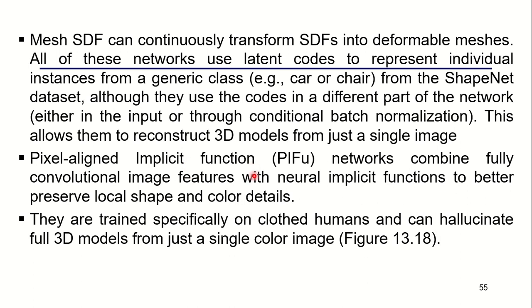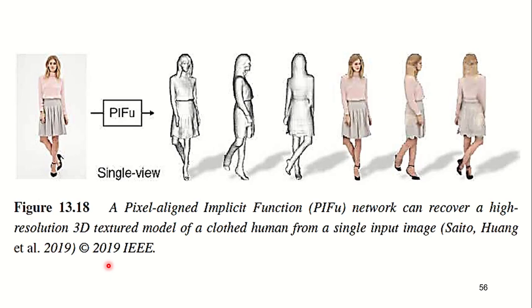Pixel-aligned implicit function, that is PIFu networks, combine fully convolutional image features with neural implicit functions to better preserve the local shape and color details. They are trained specifically on clothed humans and can hallucinate the full 3D models from just a single color image, as shown in the figure. A pixel-aligned implicit function, that is a PIFu network, can recover a high resolution 3D textured model of a clothed human from a single input image.